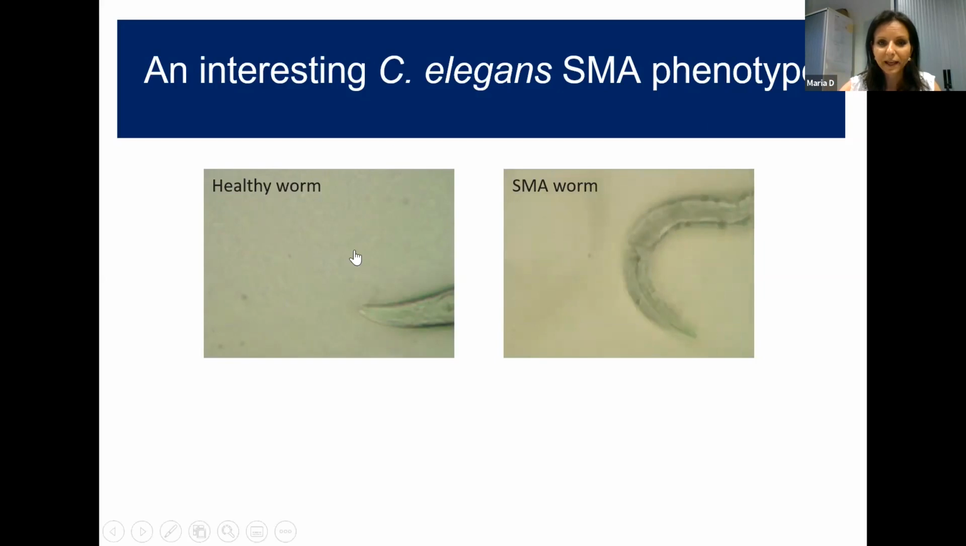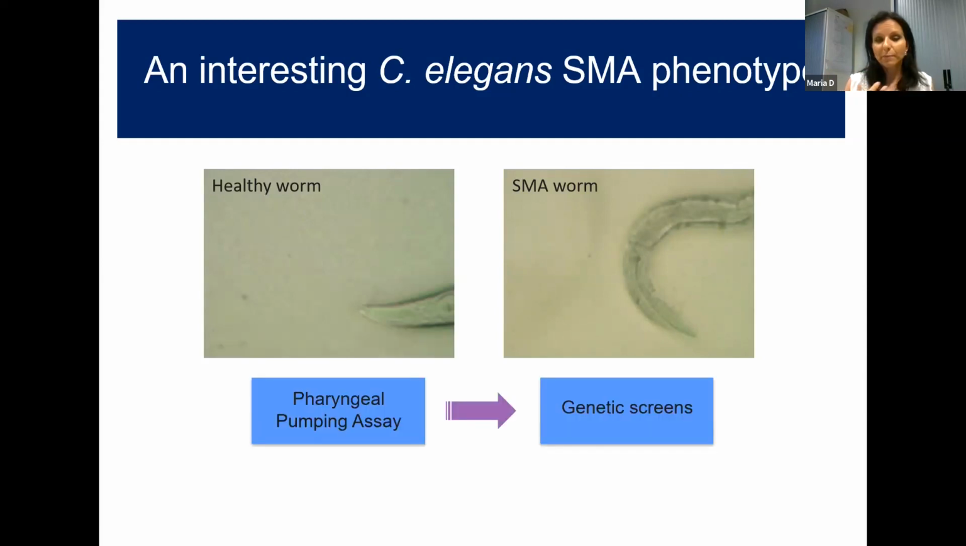And if I ask you to count how many times it moves, you'd probably be able to do this without slowing down the video. Why is this? Because these animals only pump at 30 to 50 beats per minute, whereas remember, the healthy worm was pumping at 200 or 250 pumps per minute. So they have a dramatic neuromuscular phenotype that's been immensely affected by the loss, the depletion of SMN.